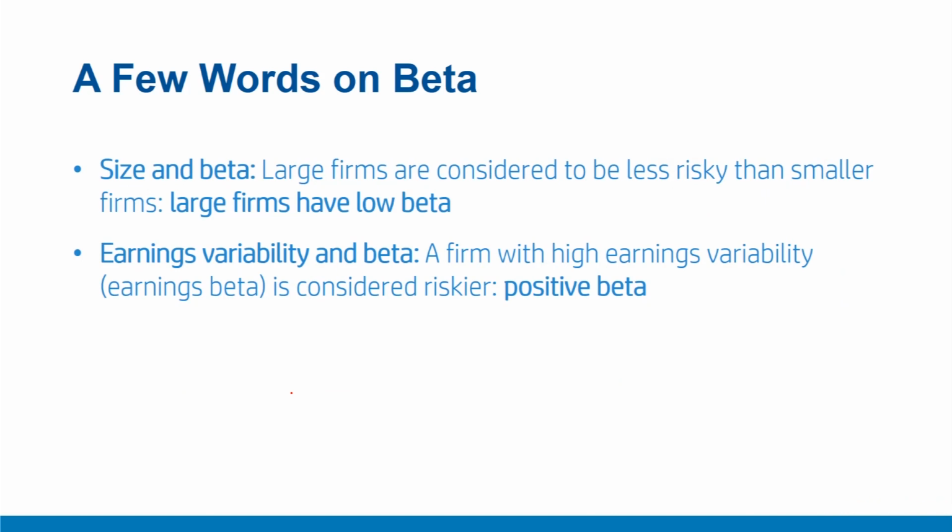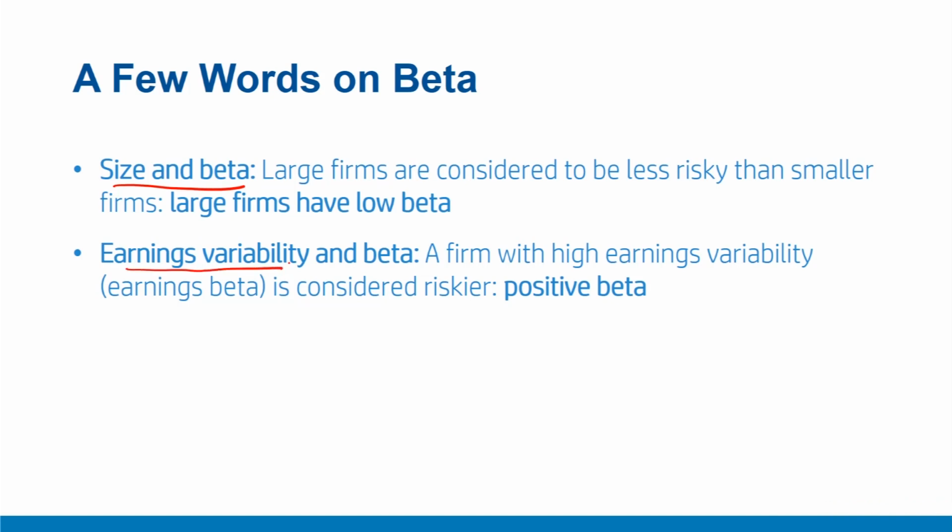Next, large firms are considered to be less risky than small firms, and therefore size is considered to be negatively related to beta. Finally, a firm with high earnings variability is considered riskier, and therefore earnings beta is expected to have a positive relationship with the security beta.